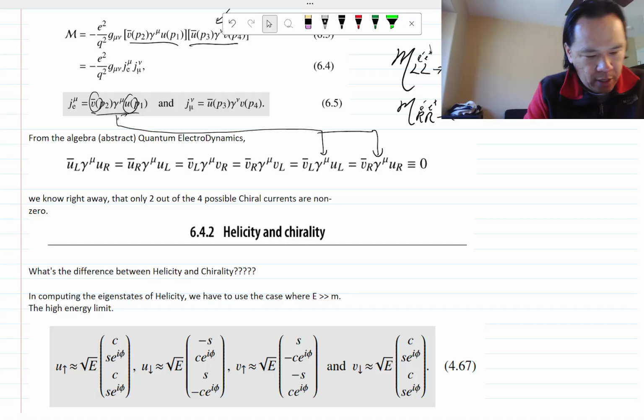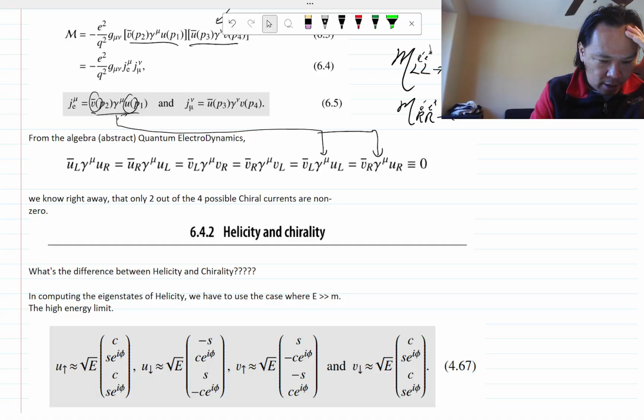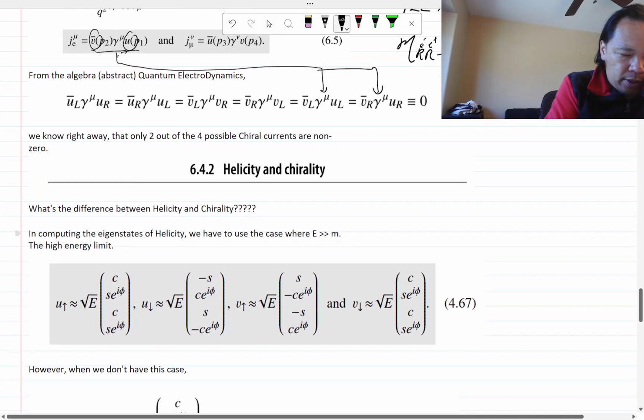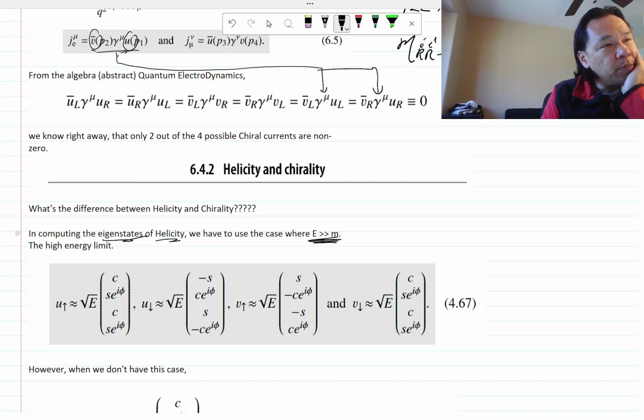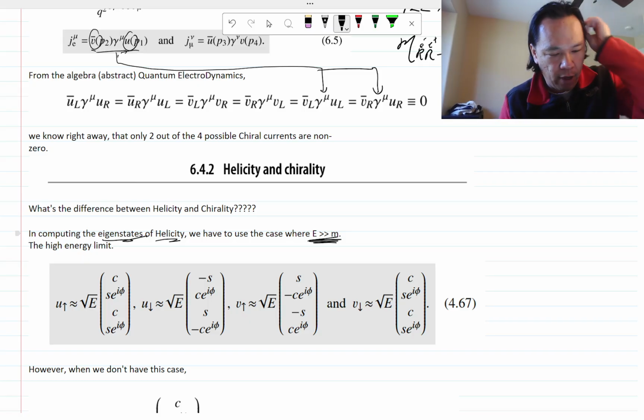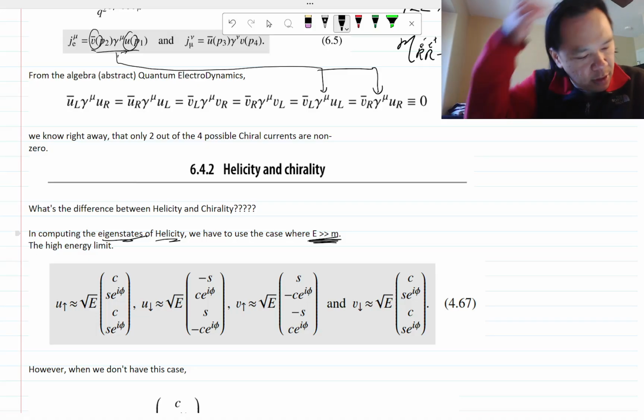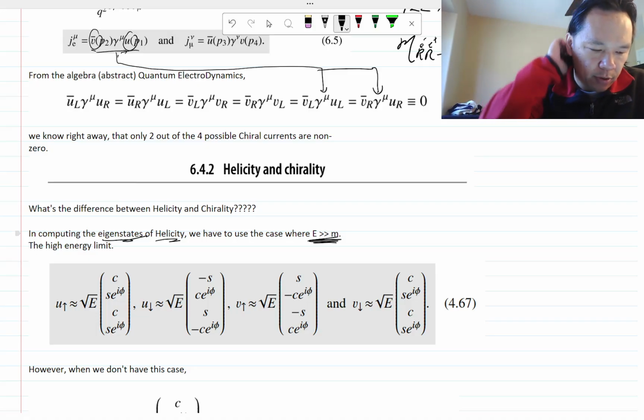Okay, so now let's wrap up this section on helicity and chirality, and let's review why they are different from each other. Remember when we were computing the eigenstates for helicity, we had to go to this limit where it's very high energy, where the energy of the particle is much bigger than the mass.